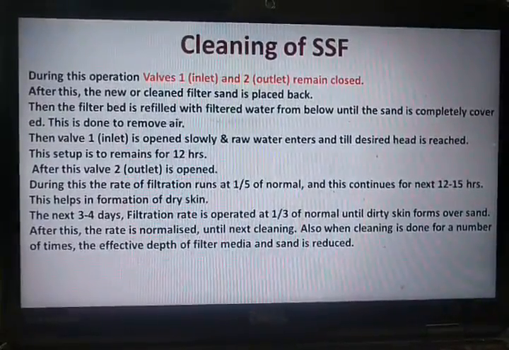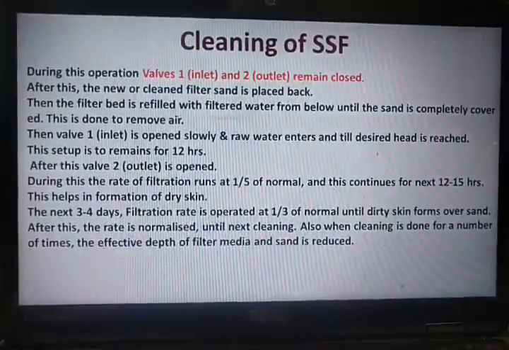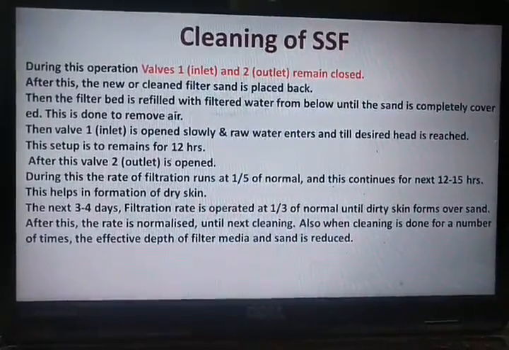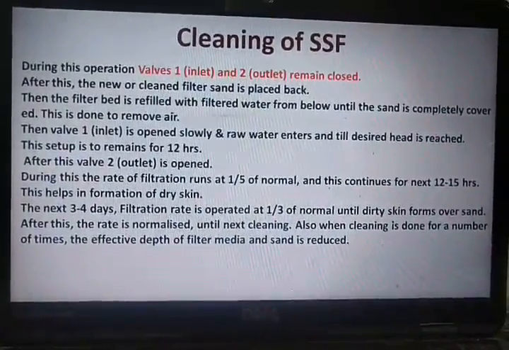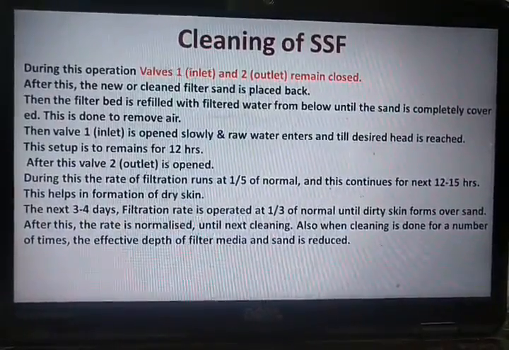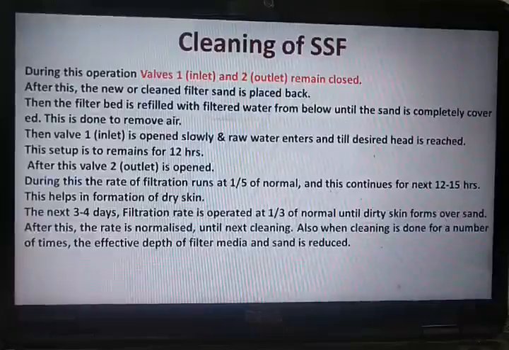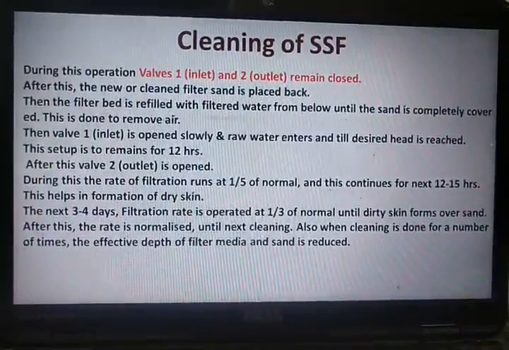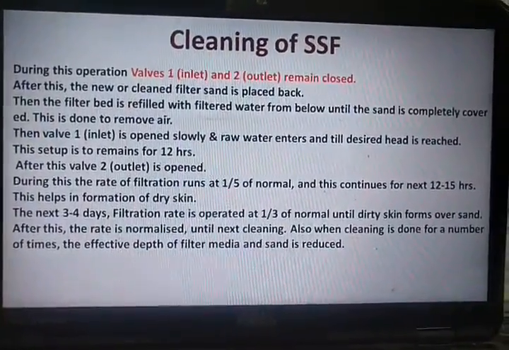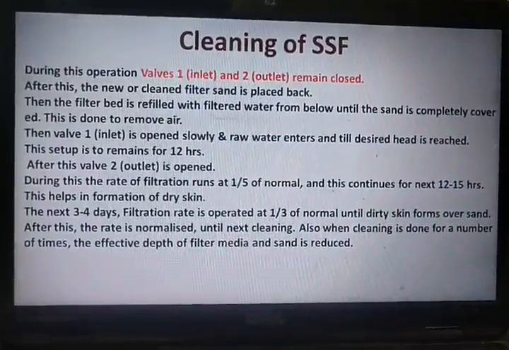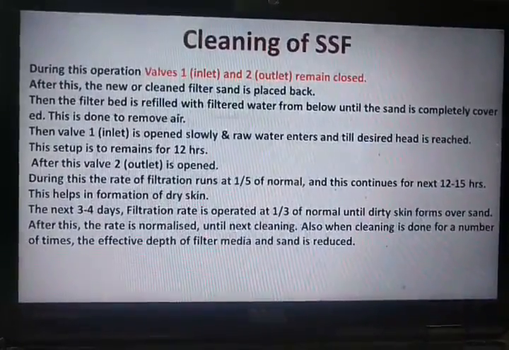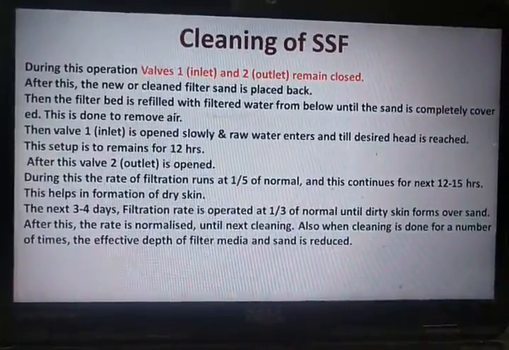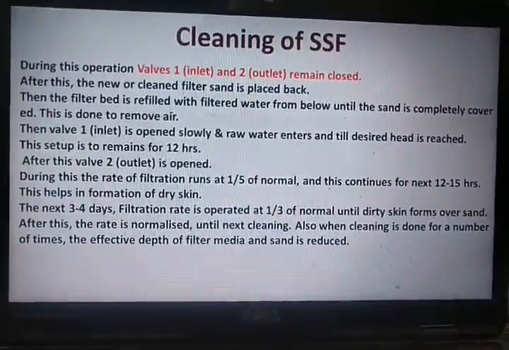So after this, the new or cleaned filter sand is placed back, then the filter bed is refilled with water from below until the sand is completely covered, okay. This is done to remove the air which may have been entrapped during the cleaning process, okay. Then afterwards, valve 1 is slowly opened and the raw water enters till the desired head is reached, and this setup has to remain for 12 hours so that all the sand gets saturated.